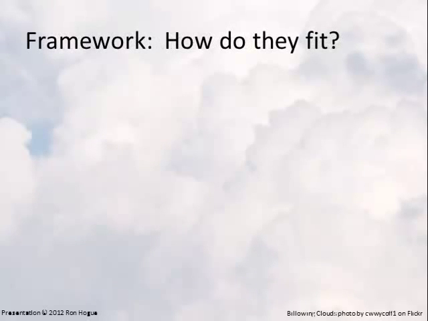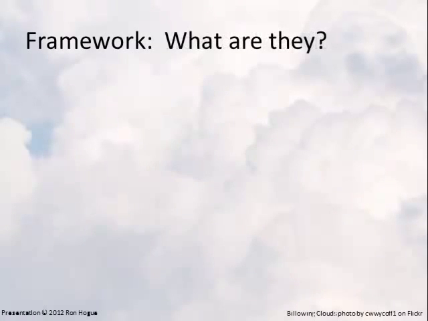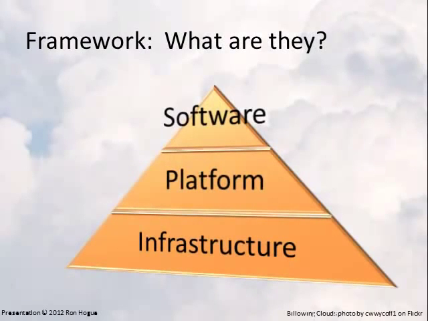How do these three concepts fit together? Well, here they are in a pyramid fashion, and oftentimes we'll see these three in a pyramid. We have SaaS at the top, we have PaaS in the middle, and we have IaaS at the bottom. And what do those mean? Well, SaaS is software as a service. PaaS is platform as a service. IaaS is infrastructure as a service. So that's what they stand for.